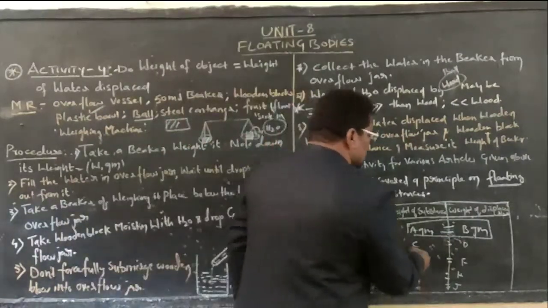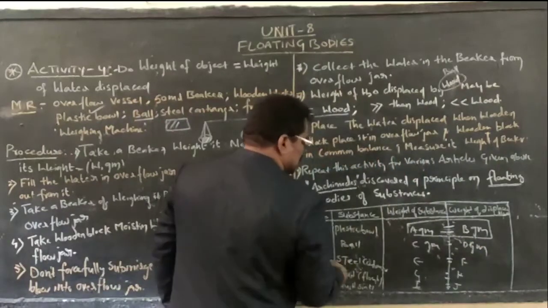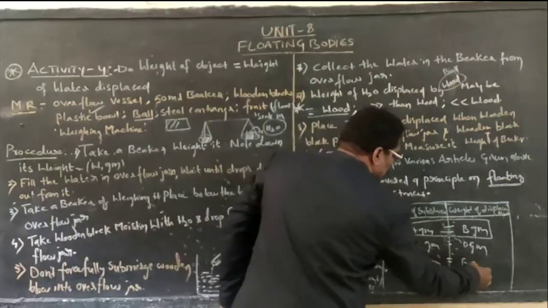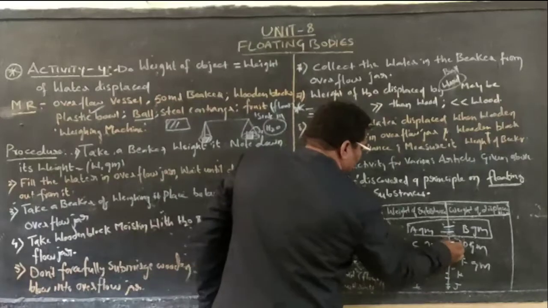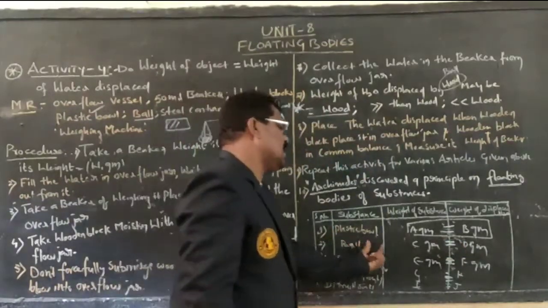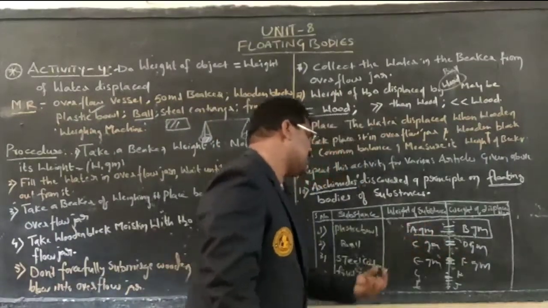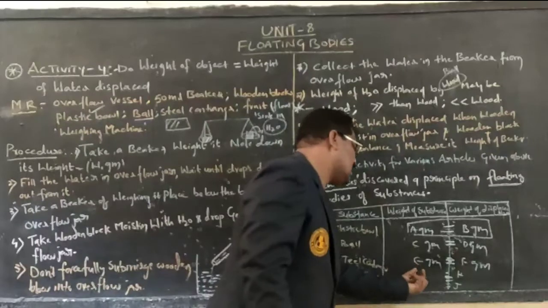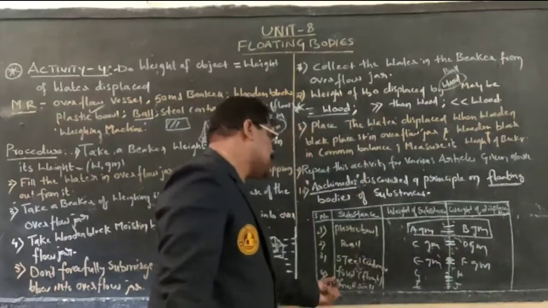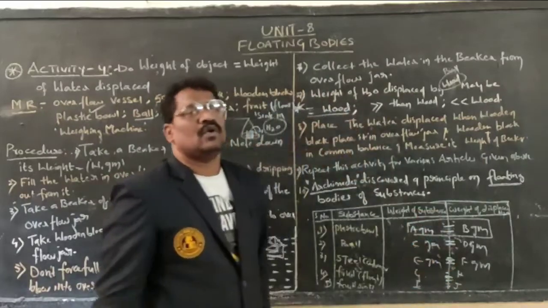Similarly, wood C grams and D grams. Steel E grams, F grams. For every article, the two may be equal to each other. Wood, C grams will be equal to D grams. Steel container, E grams will be equal to F grams. Fruit floating on water, G grams will be equal to H grams. Fruit sinking in water, I grams will be equal to J grams.